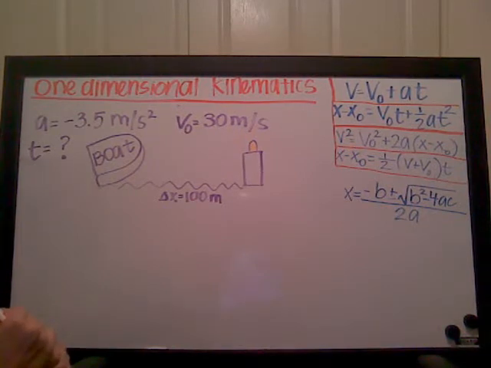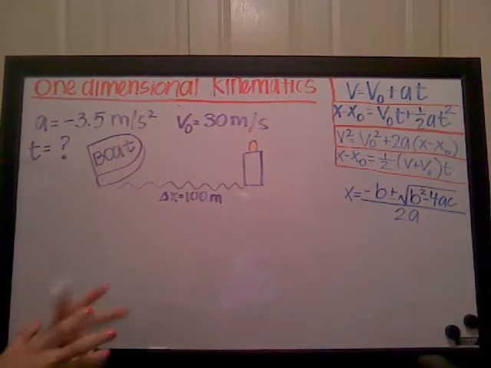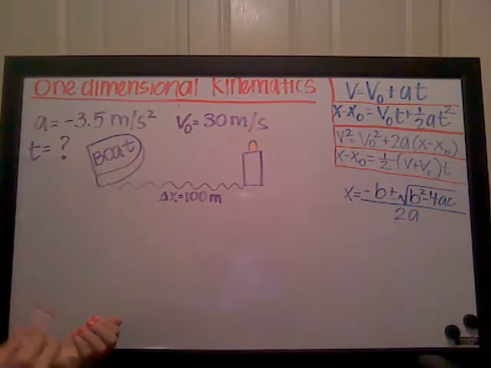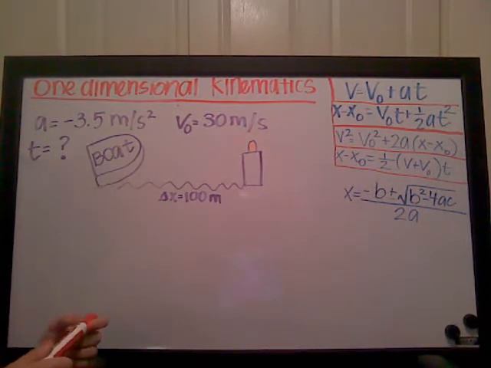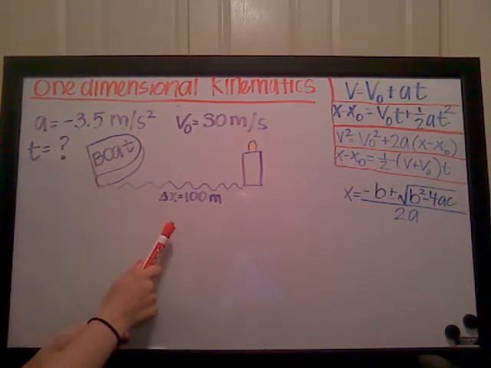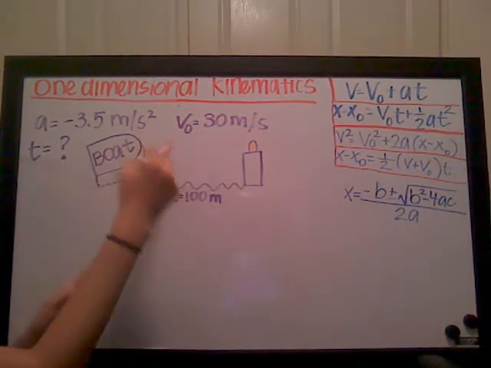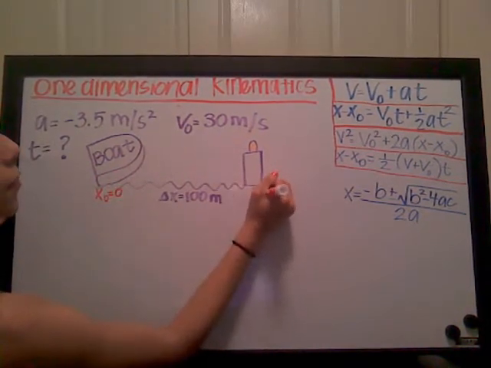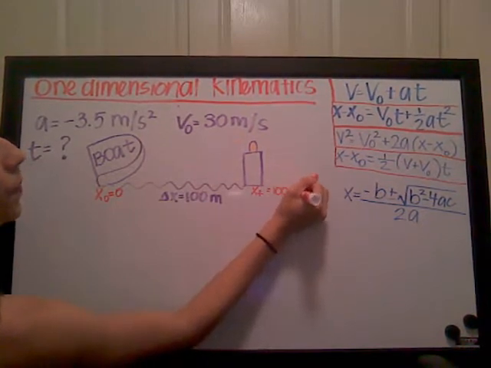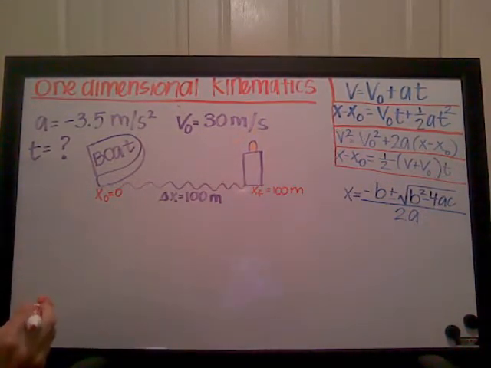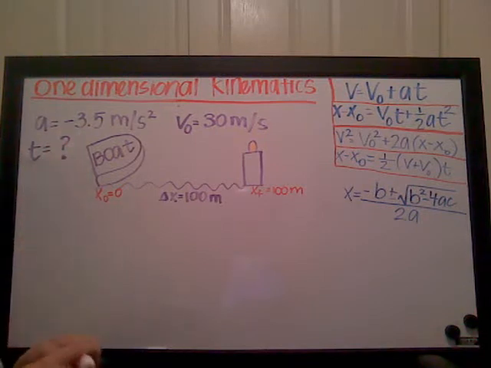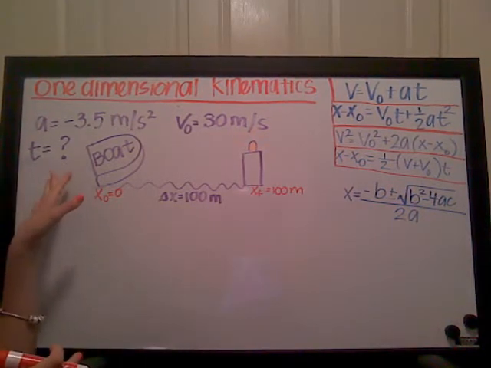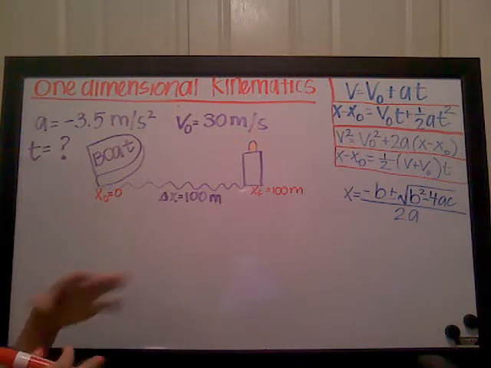So let's just assume that we have a boat with an initial velocity of 30 meters per second, and this boat is at 100 meters from a lighthouse. So our initial x is at 0, and the final x is at 100 meters. It tells us that the acceleration of this boat is negative 3.5 meters per second squared, meaning that this boat is slowing down while approaching the lighthouse. And it wants us to solve for the time that it takes for the boat to reach the lighthouse.